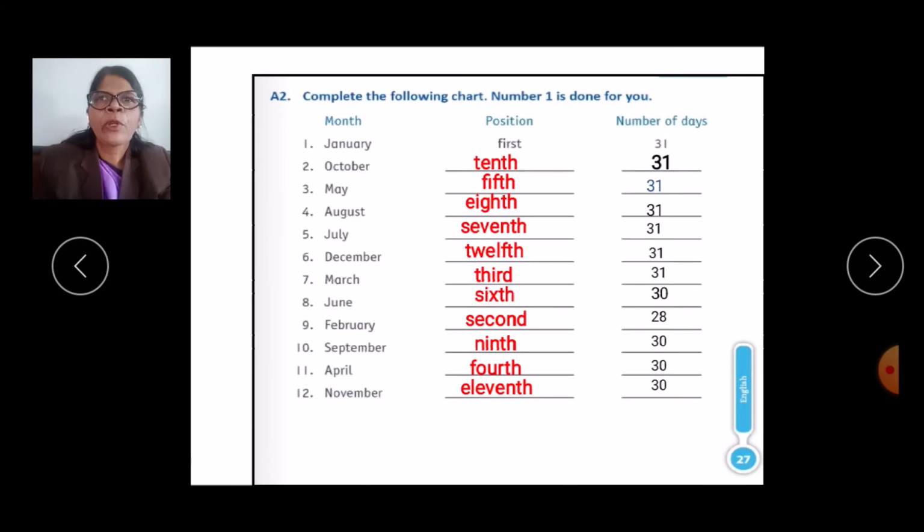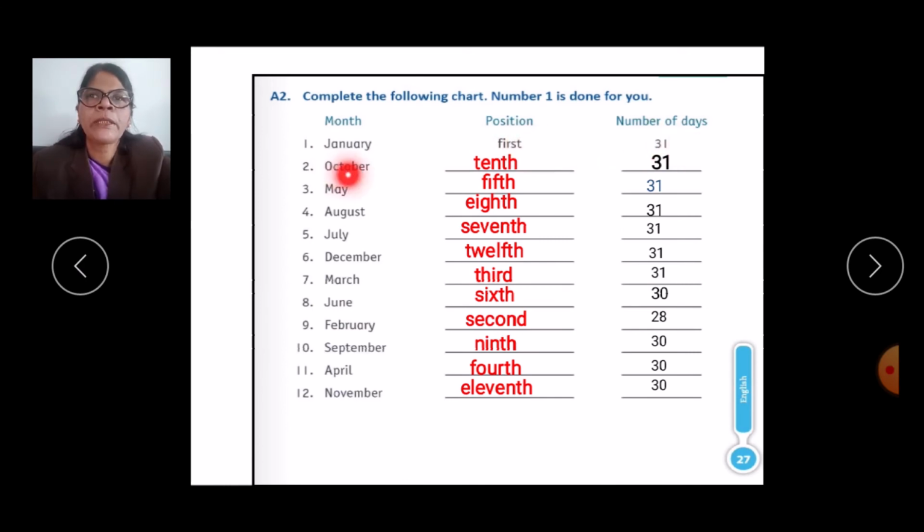A2. Complete the following chart. Number 1 is done for you. So we have to complete the following chart. We have to say the position. Already we have seen the position, children, in the slides, and the number of days here. So January, the position of January is first. So how many days does it have?